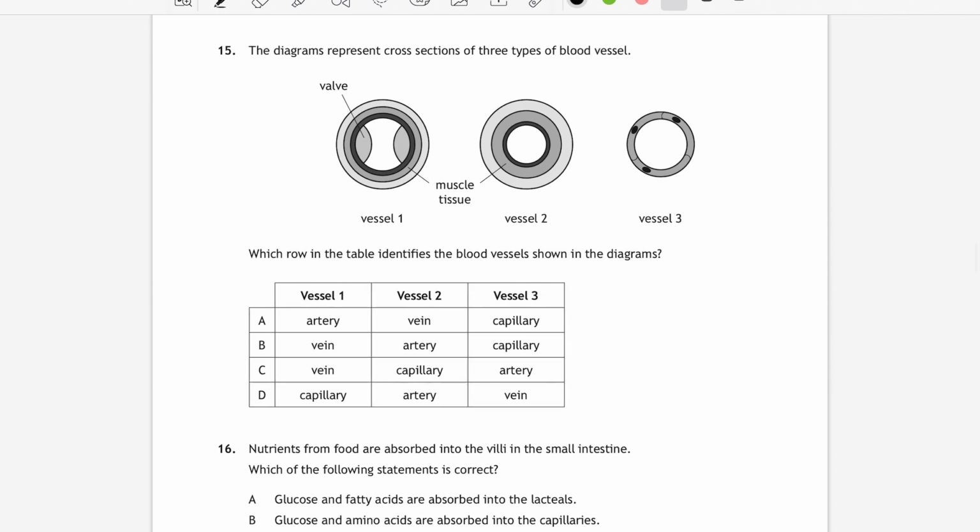Number 15, the diagrams represent cross sections of 3 types of blood vessels. So we've got 3 diagrams there, vessels 1, 2, and 3. Which row on the table identifies the blood vessels shown in the diagrams? Again, pause the video and have a think.